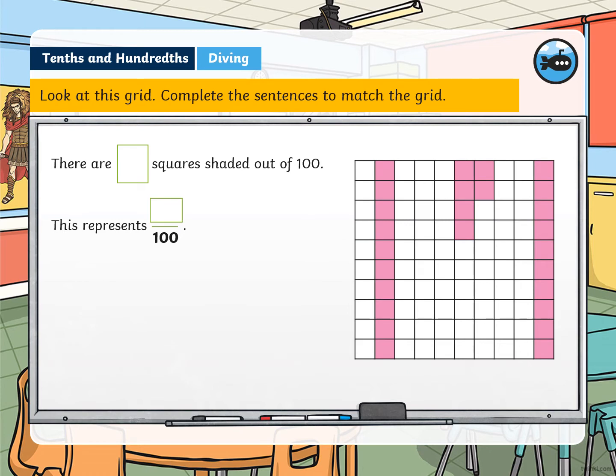Let's look at this one then. Looks a little bit different to me. Let's have a look. I have 2 full columns shaded in, and I know there's 10 little squares in each column. Then I've got some part columns, so let's have a look. I've got 10, 20, and I'm going to count the individual squares: 21, 22, 23, 24, 25, 26. Okay, so I have 26 squares shaded out of all 100 squares. This represents 26 100ths.